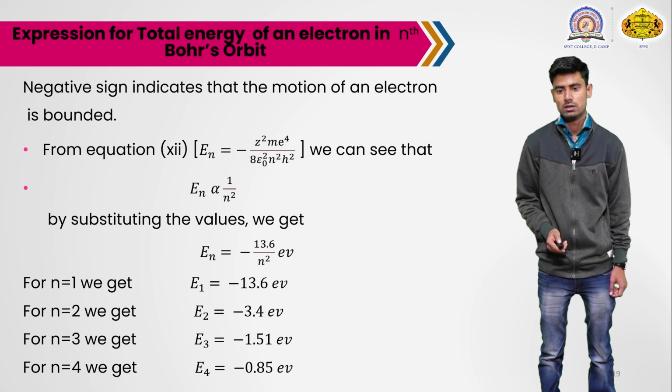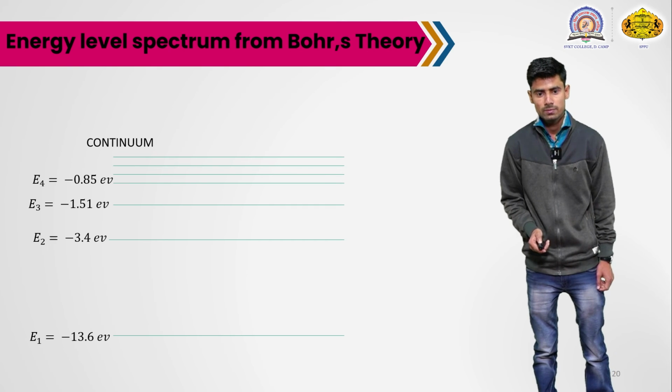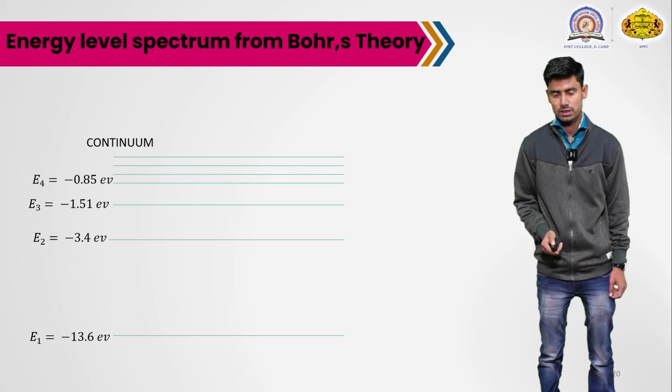You can see that the electron energy is decreasing, and the amount by which the energy decreases is changing. The difference between E1 and E2 is larger than the difference between E2 and E3, and then the difference between E3 and E4. So the difference between two energy levels is getting smaller, which is pictured here. As you go on increasing the value of n, the difference between the two levels keeps decreasing.